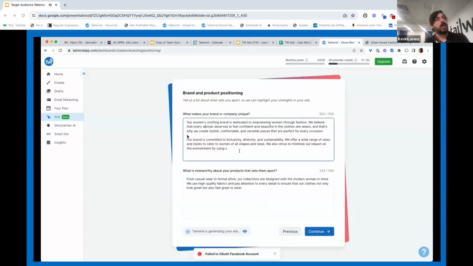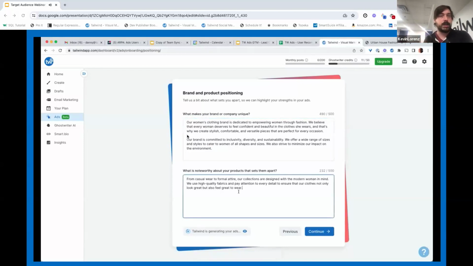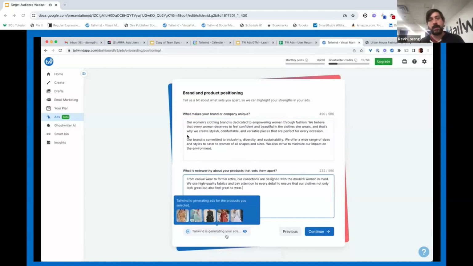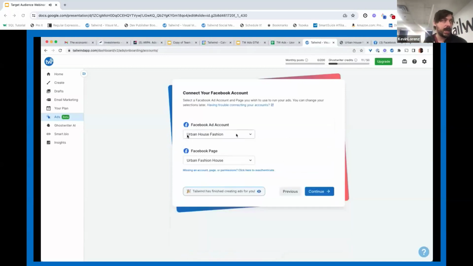And then you tell us what makes your brand unique and what makes your products unique from the competitors. And this kind of information is used to personalize your actual ad copy. And we'll pre-fill this again from our own analysis of your site. And then you can connect your Facebook accounts. That way we can create the ads on your behalf.